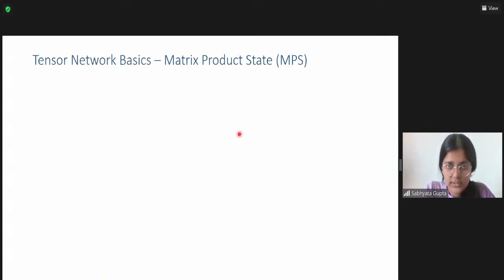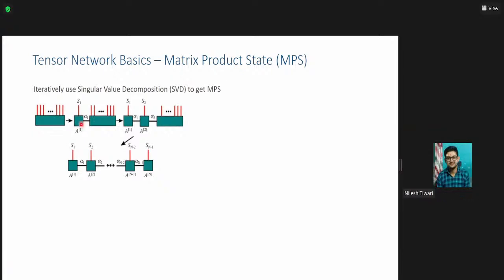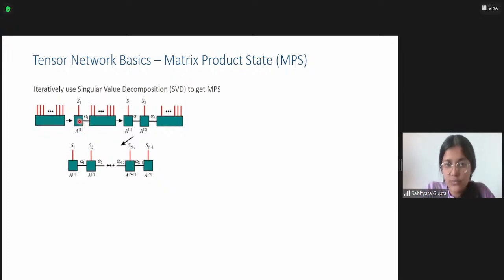Now I'll talk about matrix product states. If we take an nth order tensor and iteratively apply singular value decomposition, in the first step you can decompose the nth order tensor into a tensor with one index and another tensor with n-1 indexes. And to represent the coefficients, or the information stored in the nth order tensor, which is 2 to the power n elements, for this decomposition you can represent the coefficients in 2 raised to power n-1 into 2 matrix.